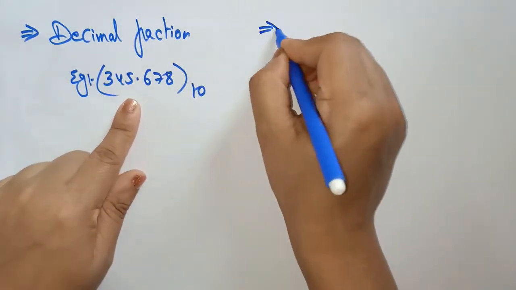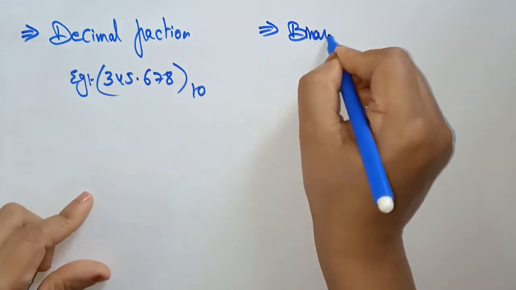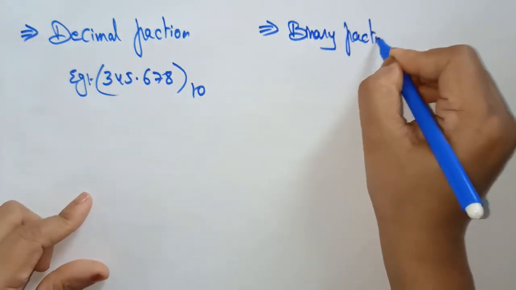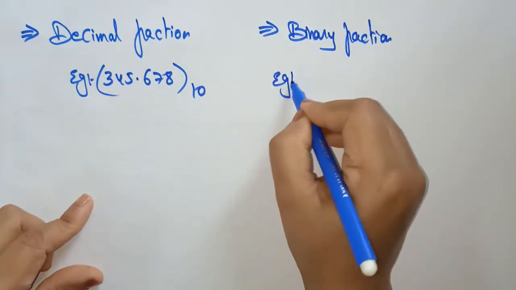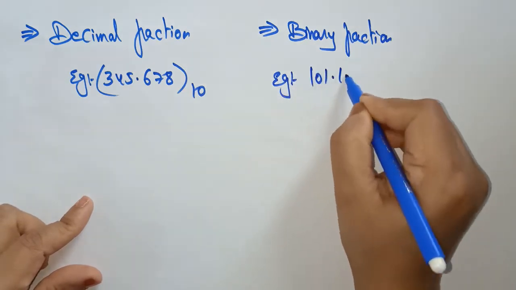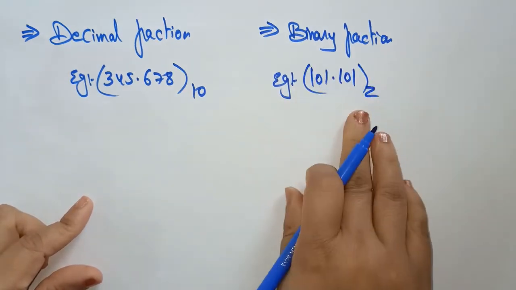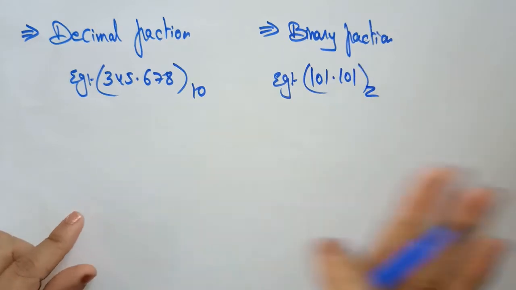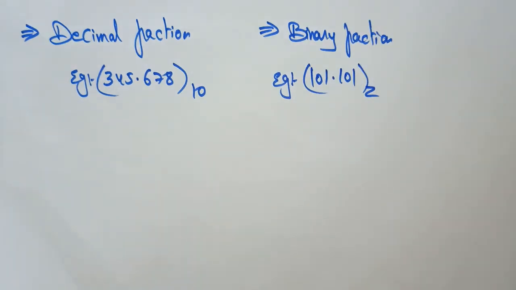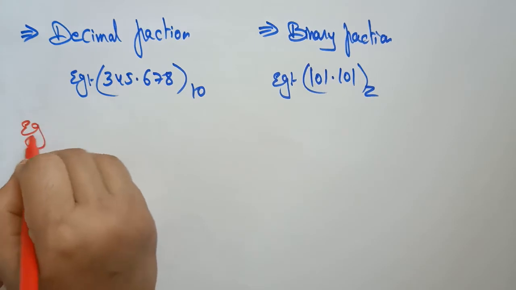And what about the binary fraction number? The binary fraction is represented like 101.101, any number to the base 2. So this is a representation of a decimal fraction as well as a binary fraction. Now what I am doing here is converting the binary fraction. Let's see the example.